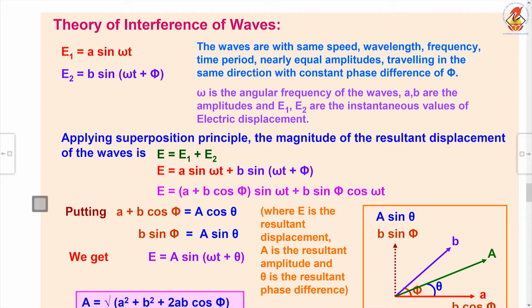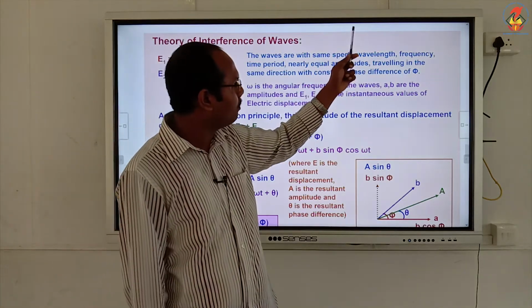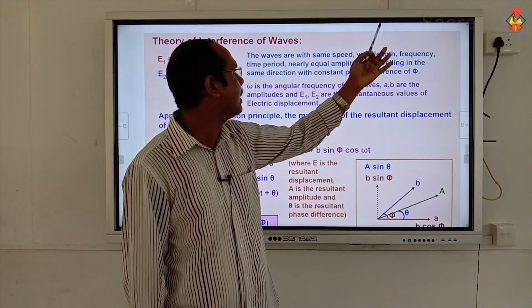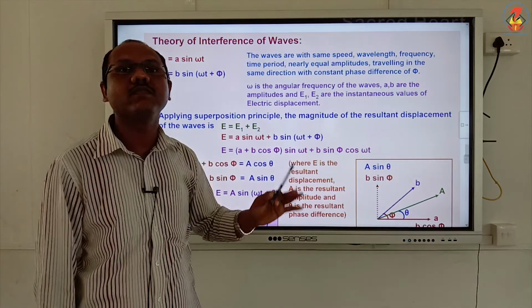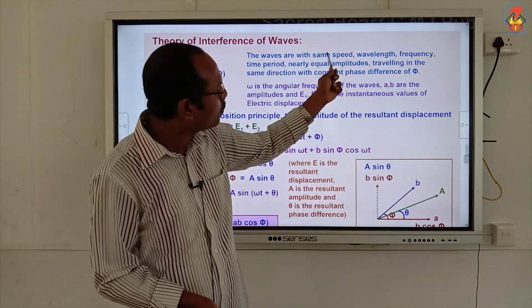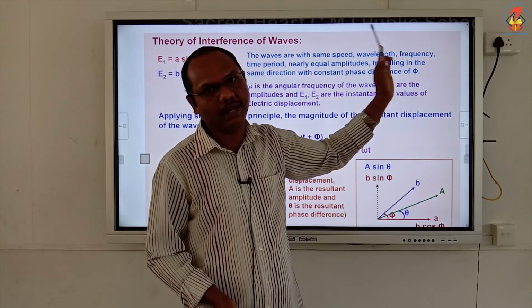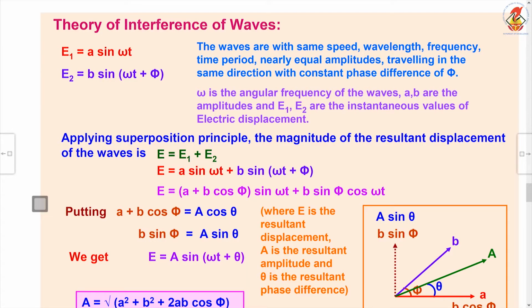Consider waves with the same speed, wavelength, frequency, time period and nearly equal amplitudes, travelling in the same direction with a constant phase difference phi. Since wavelength, frequency and time period are all the same, the two waves are coherent, with a constant phase difference phi. The first wave can be written as E1 is equal to A sin omega t and E2 is written as B sin omega t plus phi. So there is a constant phase difference.